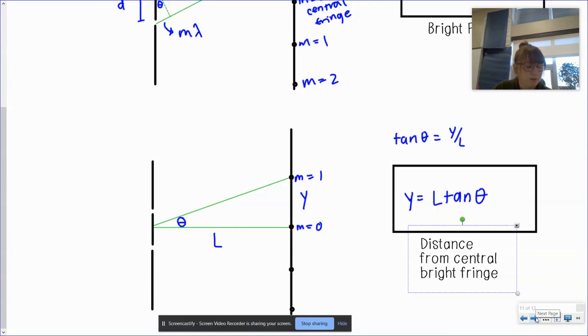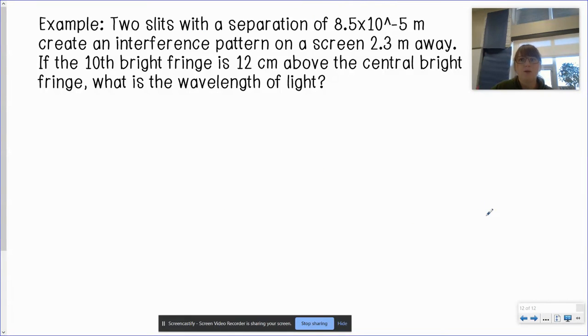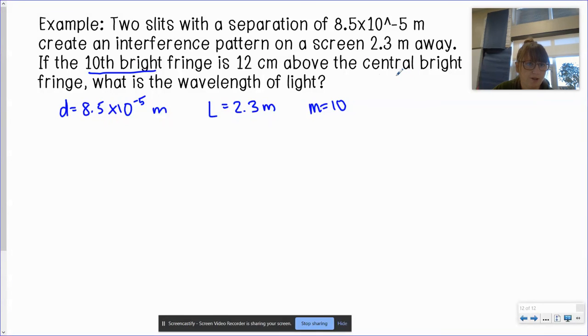So let's do an example. We have two slits that are separated by 8.5 times 10 to the negative 5 meters. The screen, so that L distance, is 2.3 meters. And the 10th bright fringe, so that means m equals 10, is 12 centimeters above the central bright fringe. So that y distance is 0.12 meters.